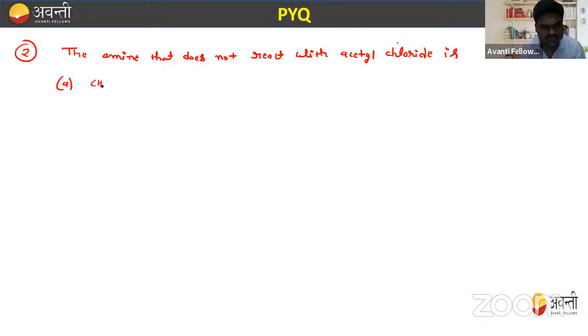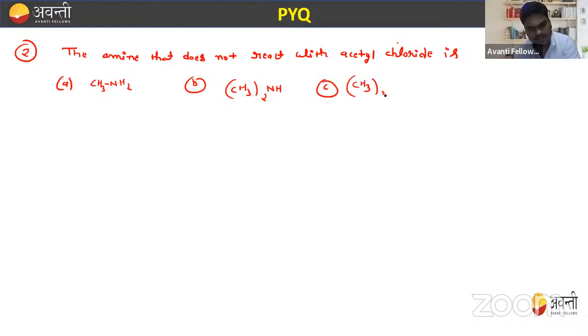The first option is CH3NH2. The second option is (CH3)2NH. And the third option is (CH3)3N. And the fourth option is none of these. So you have to identify the amine that does not react with acetyl chloride. So which is the correct option, beta? Which amine does not react with this?